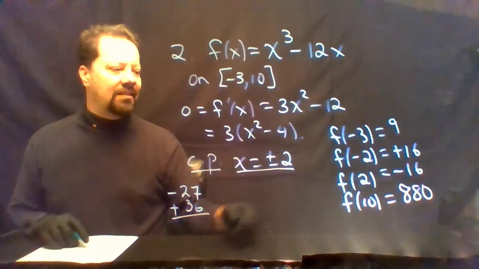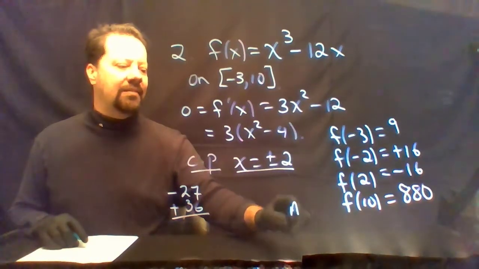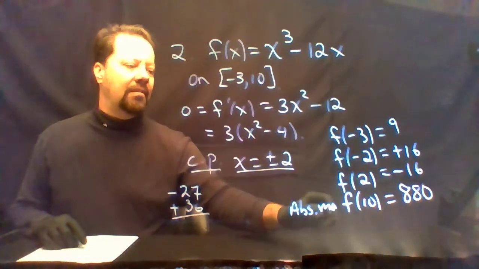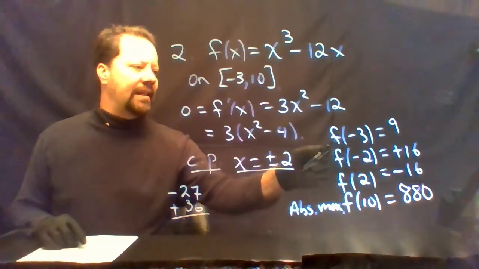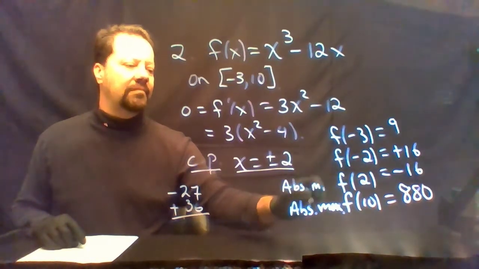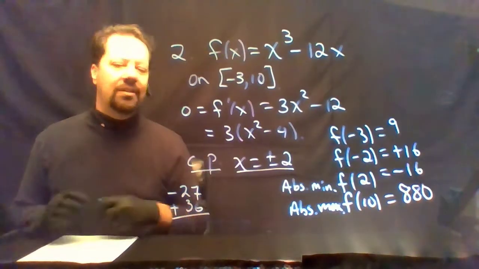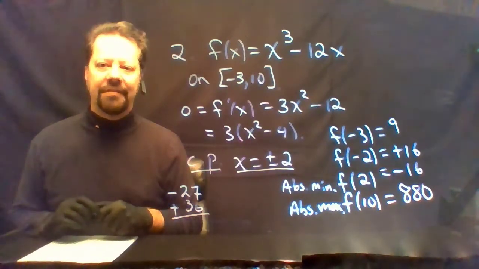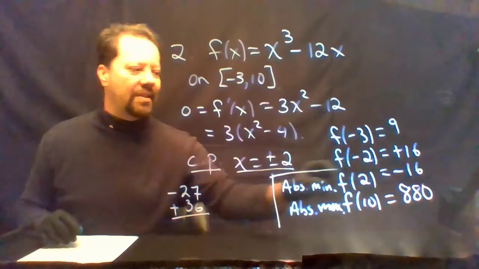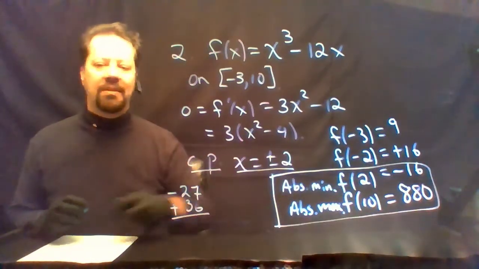It's clear we have the absolute max here at 10, and the absolute min at 2, having a value of -16. I'll permit you to get away with not expressing these in words, but by affixing these labels here.